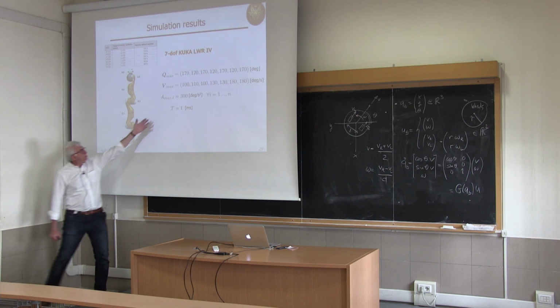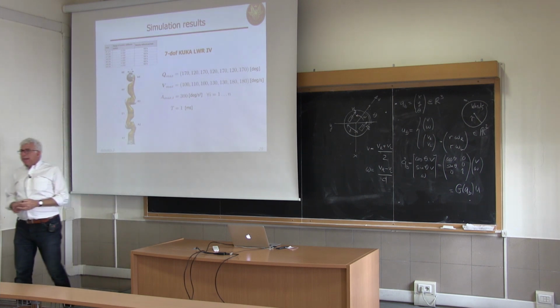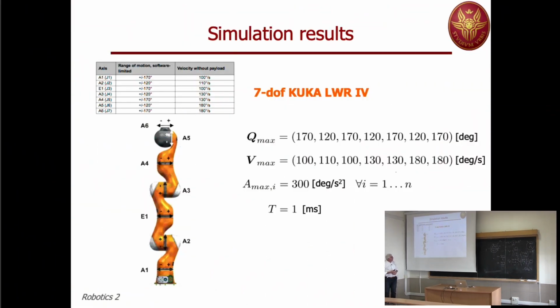And then we imposed, because this was not coming from the data sheet of the robot, some symmetric bounds for the acceleration. We chose 300 degrees per second squared for all the 7 joints.